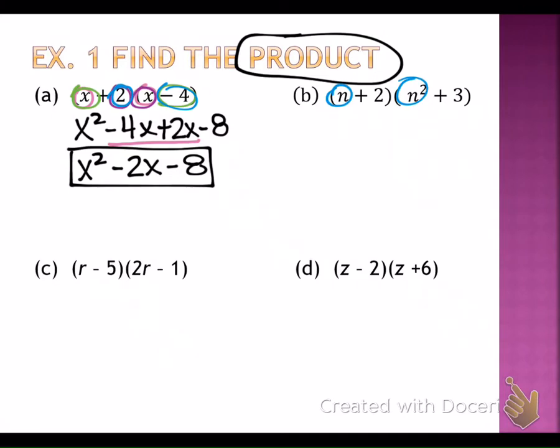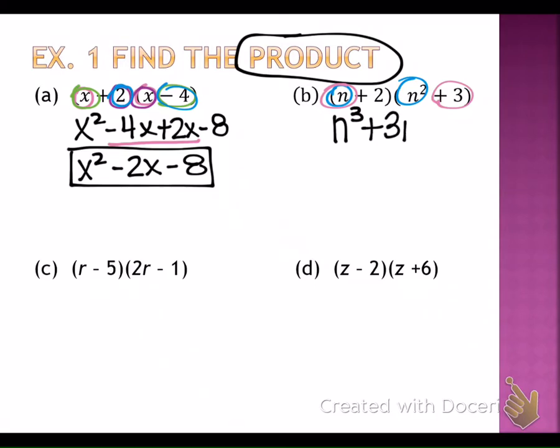Okay, n times n squared, which equals what? N cubed. N has an understood 1, n squared is a 2, so we add them together and we get n cubed. All right, Noah, the O stands for what? Outside. What are my outside terms? N and 3. N and 3, and when I multiply those, what do I get?